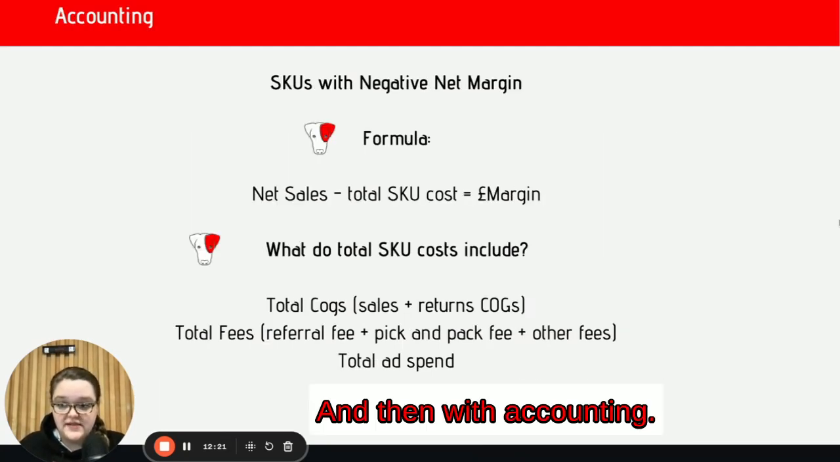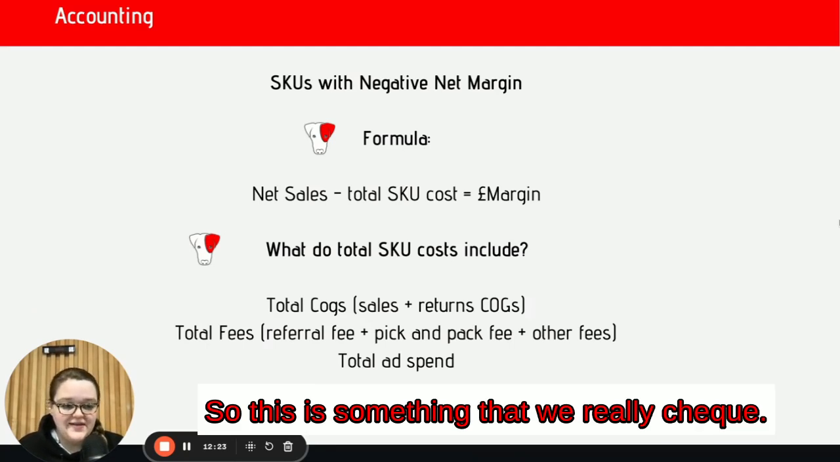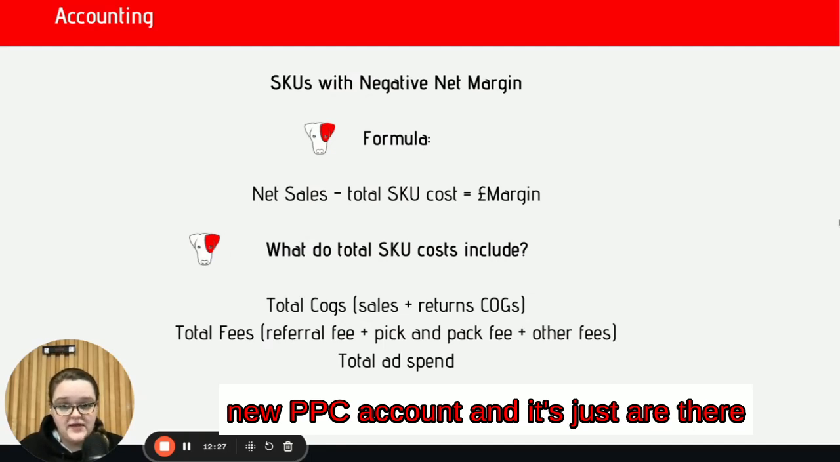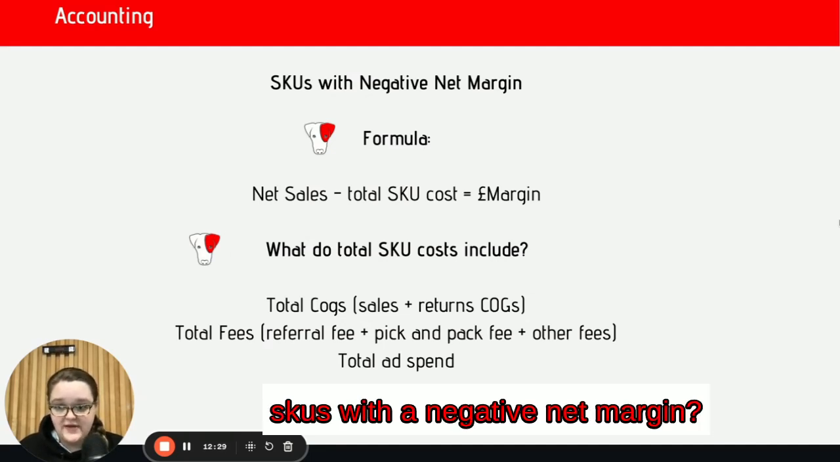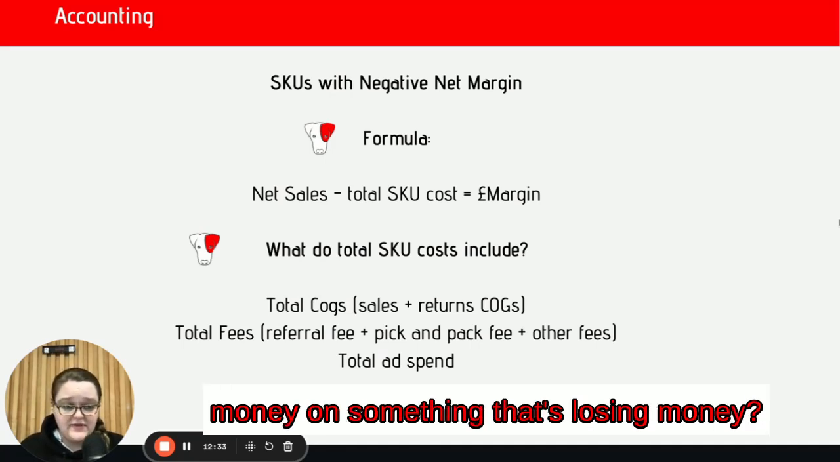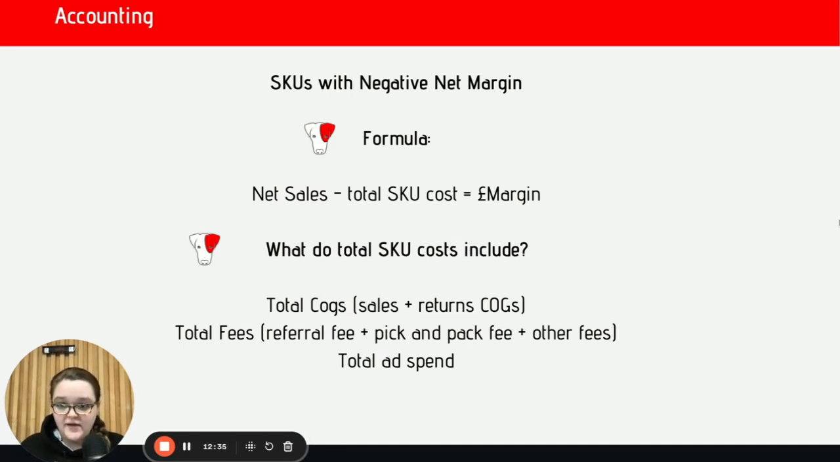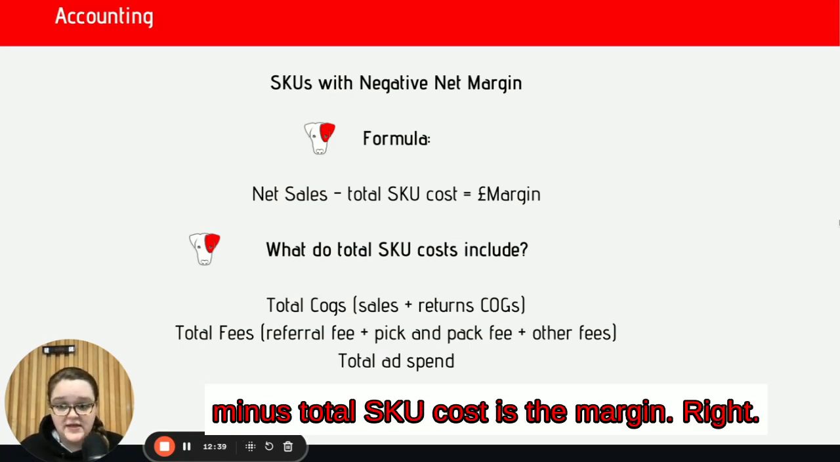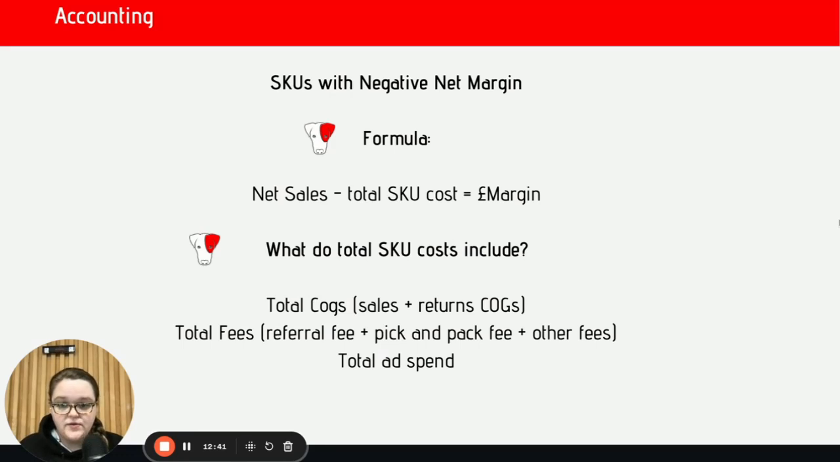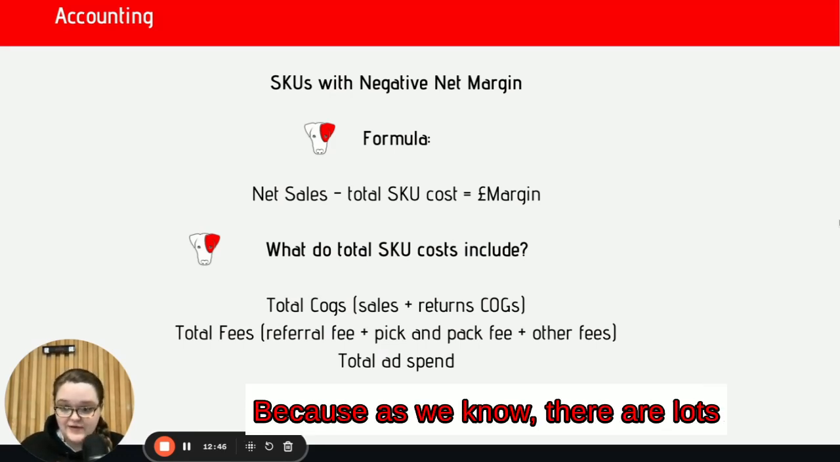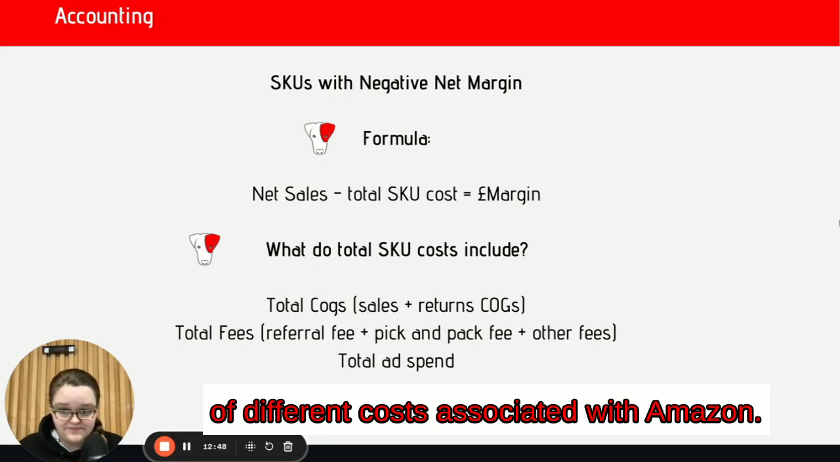And then with accounting, this is something that we really check. One main thing when we're looking at a new PPC account is, are there SKUs with a negative net margin? What that means is, are we spending money on something that's losing money? So simply the formula is net sales minus total SKU cost is the margin, right? But what does SKU cost include? Because as we know, there are lots of different costs associated with Amazon.